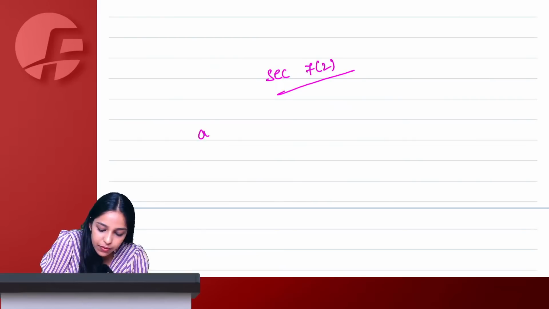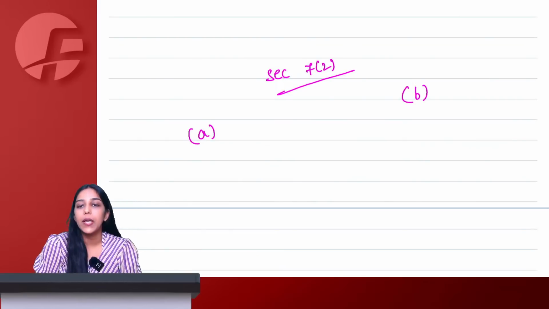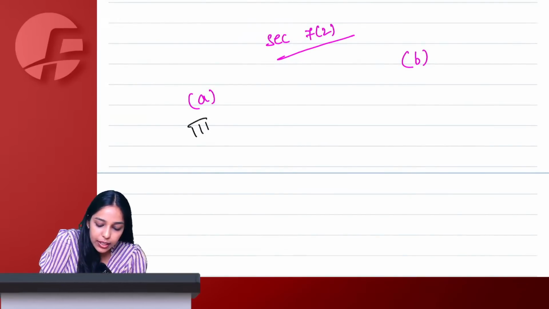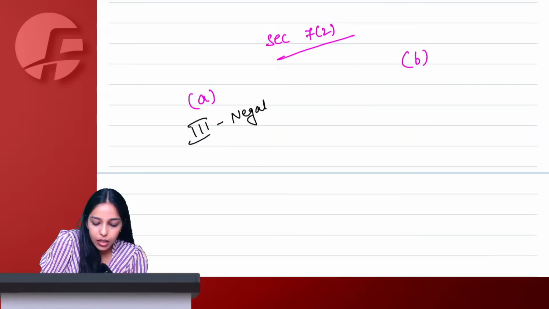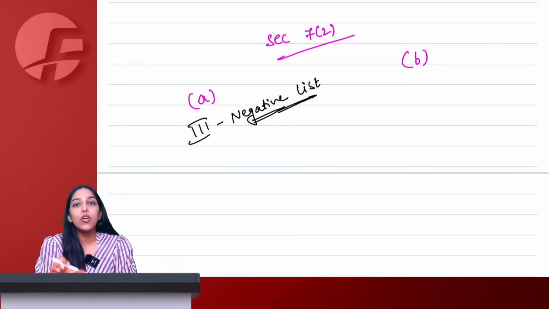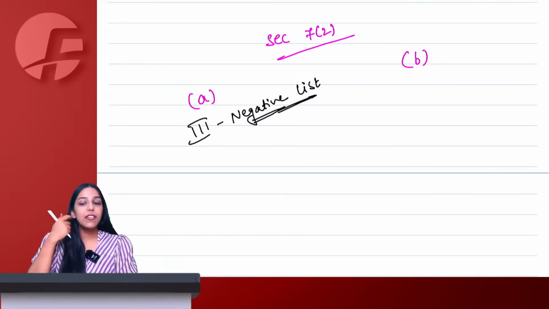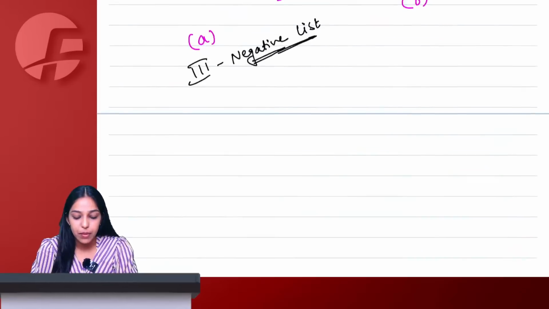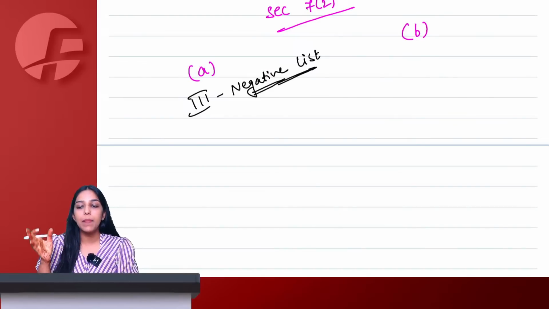Section 7(2), supply excludes. We have 7(2)(a) and 7(2)(b). 7(2)(a) particularly talks about schedule 3 negative list. These things might be goods, might be services, might fall under the definition of supply, but we particularly want to exclude these things out of the definition of supply, and therefore we include them in the negative list.